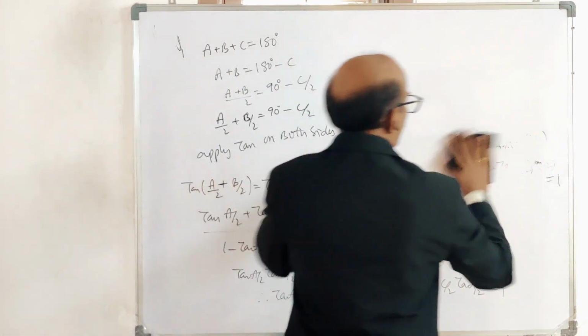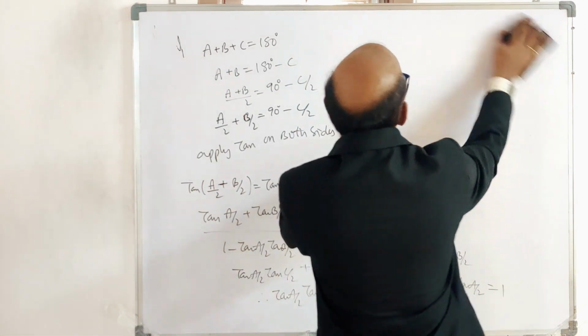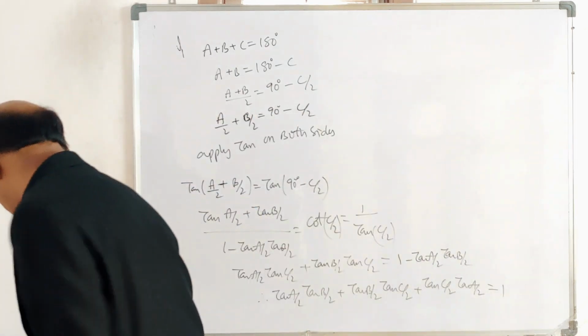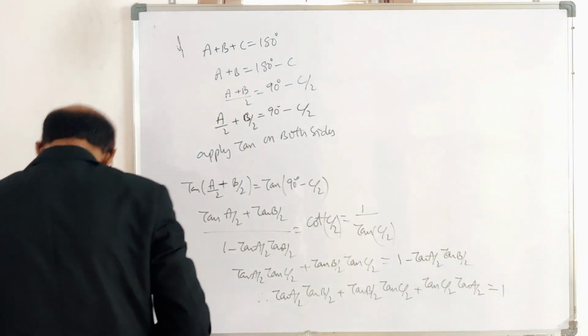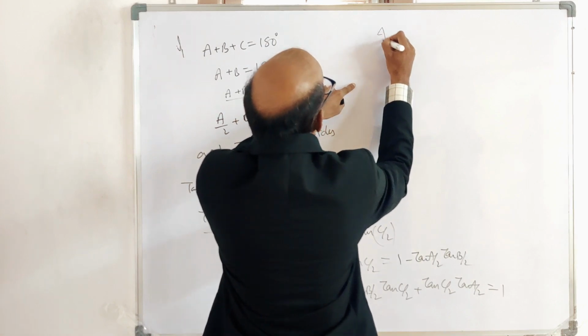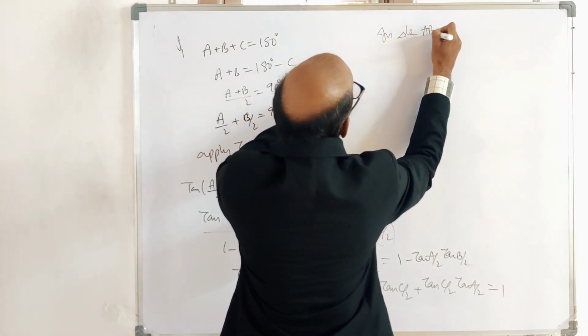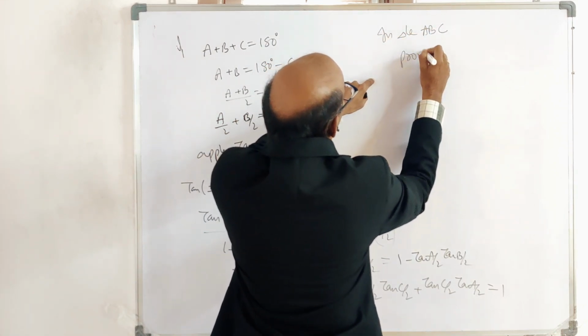One more example based on a conditional identity in a triangle. Conditional identity in a triangle. Please note down: in triangle ABC, prove that.